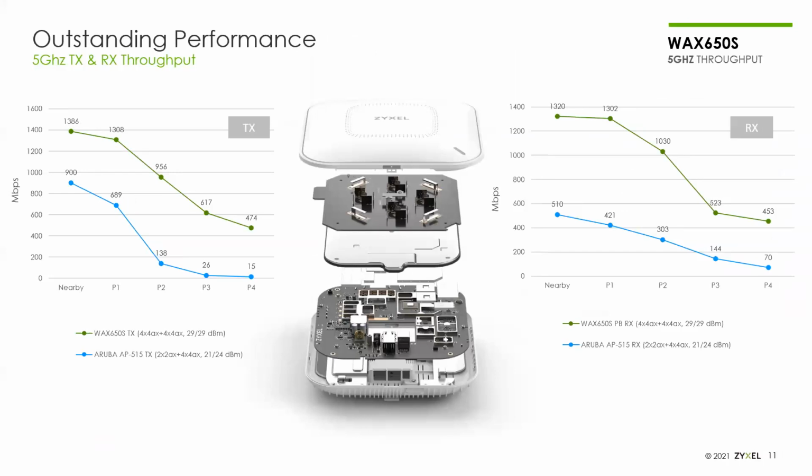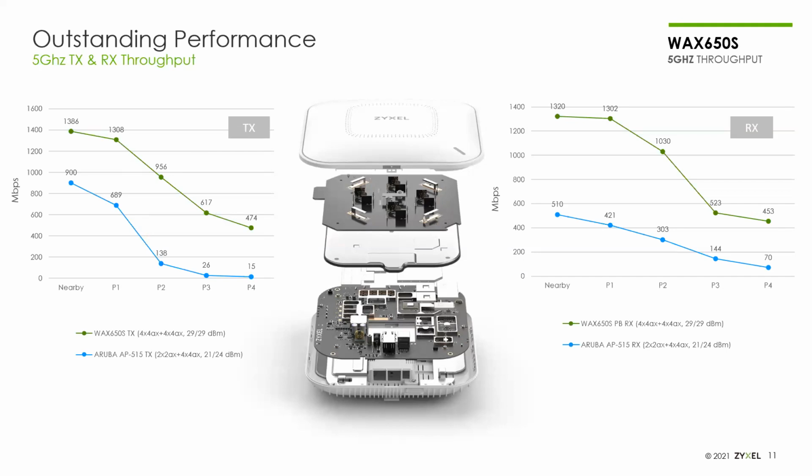We compared our WAX 650S access point to an Aruba 515. Both are Wi-Fi 6 access points that support 4 spatial streams on the 5 gigahertz radio. Our performance is in green, theirs is in blue, transmit and receive. And as you can see here, it doesn't matter if you're transmitting or receiving. It makes a huge difference in a real world environment where there are going to be other sources of interference out there.